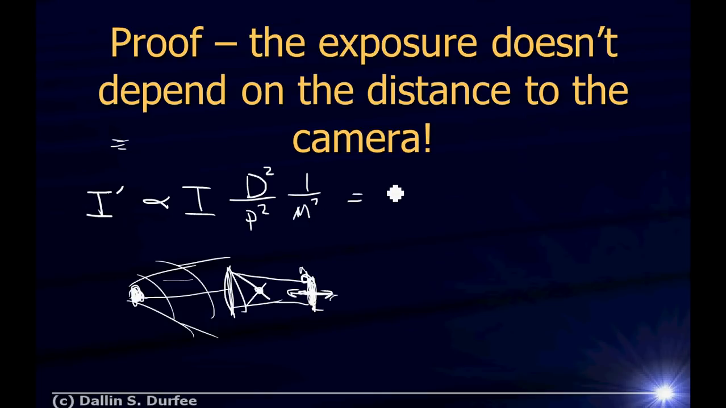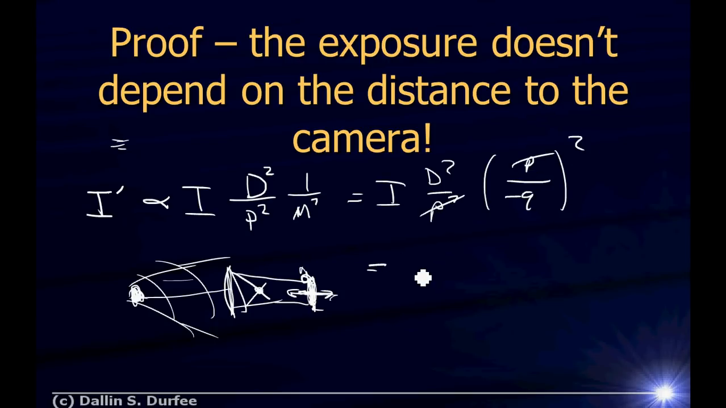Well, what is the magnification? So let's copy this over here. Boom, boom, boom, boom. But magnification is just negative q over p, right? Squared. So that cancels with that, and we're left with the intensity at your subject times d squared over q squared.